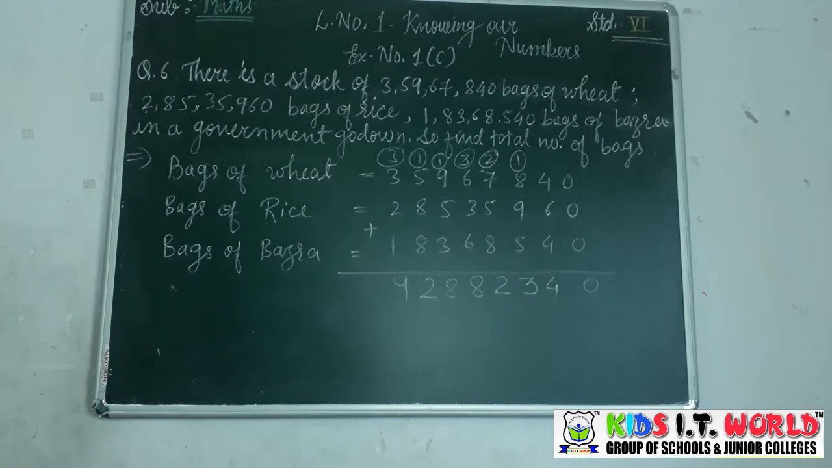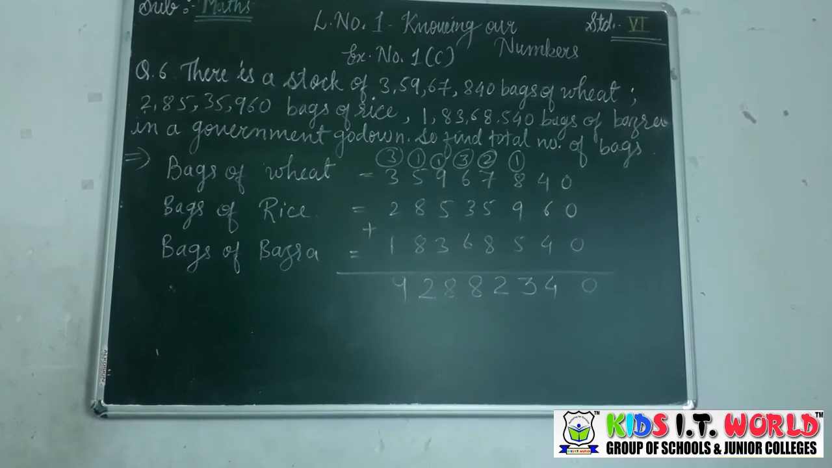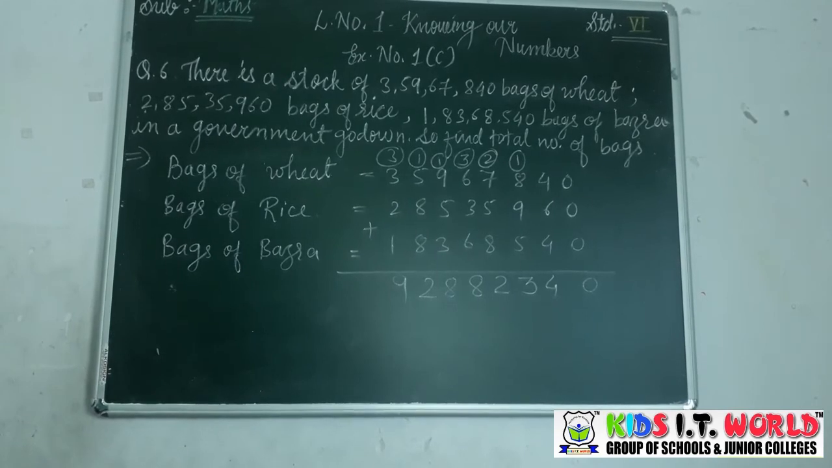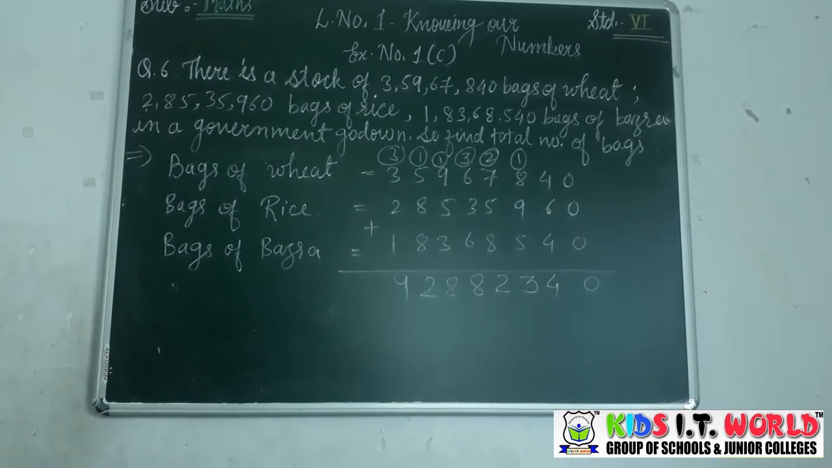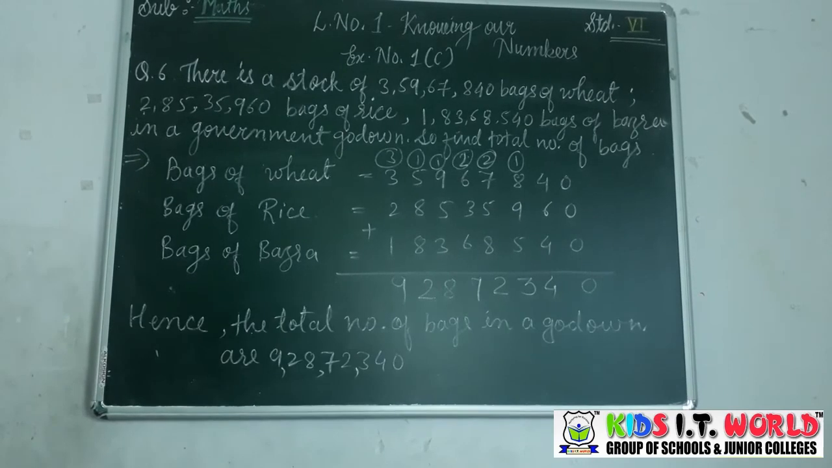Now this answer you have to write in a complete sentence form. So read the question. What is the last line of that question? That you have to find the total number of bags. So we will write, hence the total number of bags in the godown is 9,28,72,340.